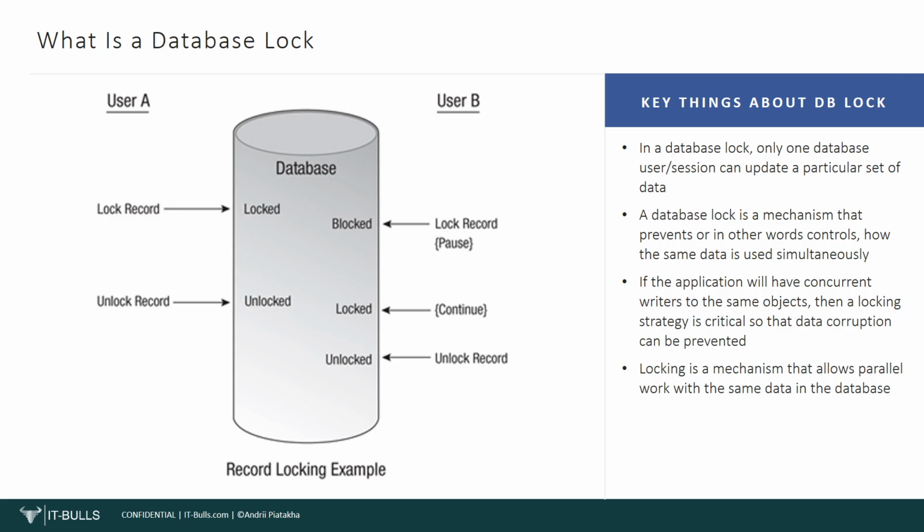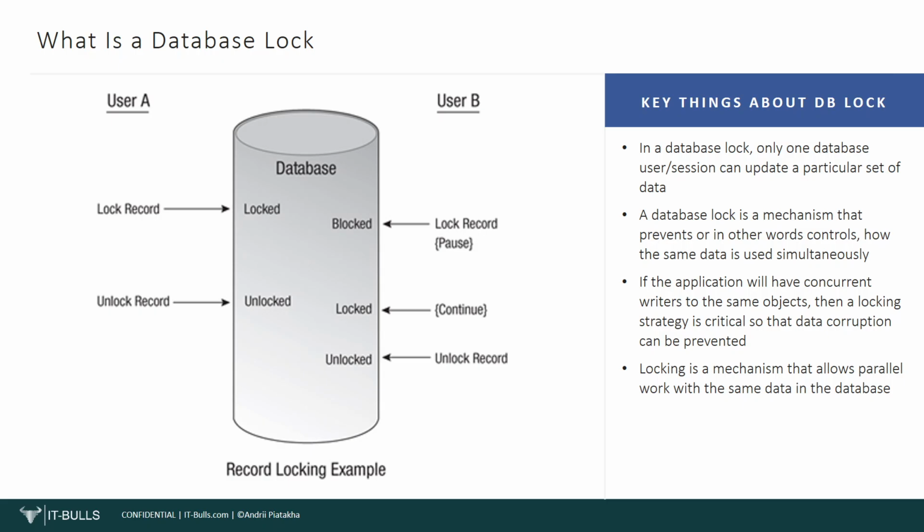threads. A database lock is a mechanism that prevents, or in other words controls, how the same data is used simultaneously. For example, we need to restrict simultaneous write access to the same row in the database to make sure that data will stay consistent. It is necessary to lock down data when multiple users access and update the same data at the same time. Locks are used as a means of synchronizing the access by concurrent transactions to the database item.